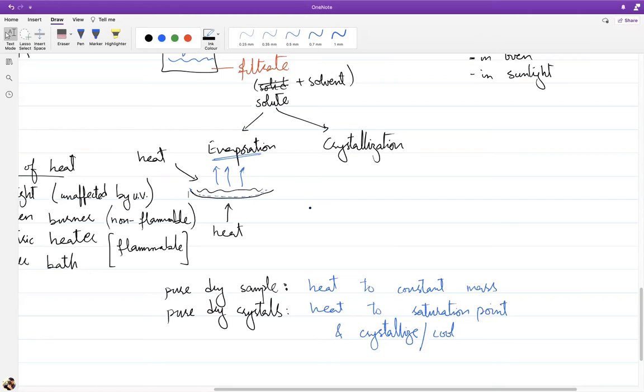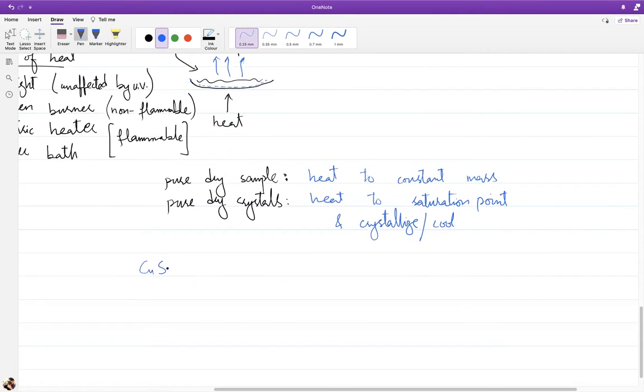Now, if I still heat it, what will happen? That water of crystallization is also going to evaporate. So I start with copper sulfate solution, which I write as aq, and it has 5 water molecules attached to it. I heat it, it will convert to copper sulfate with 5 water molecules. And if all the excess water has evaporated, it will be solid. It will be blue in color. And this is what I call heat to saturation point and cool.